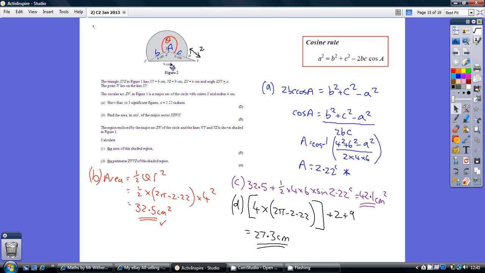I think it's best just to label your diagram accordingly. So capital A, so the 9 is the little a, and B and C doesn't matter which way around. I've made B the 4 and C the 6. Substitute that in, make sure your calculator's in radians, and that proves the 2.22.